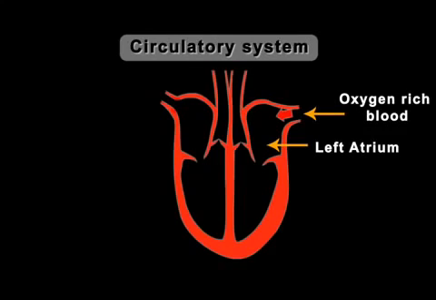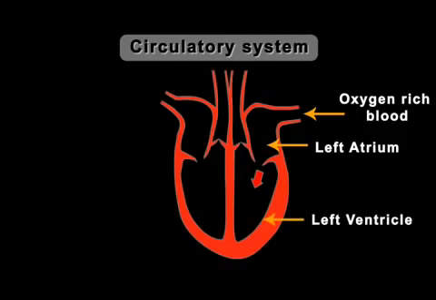Now, the left atrium contracts and simultaneously the left ventricle relaxes. This pushes the blood into the left ventricle through the one-way valve. Next, it's the turn of the left ventricle to contract.